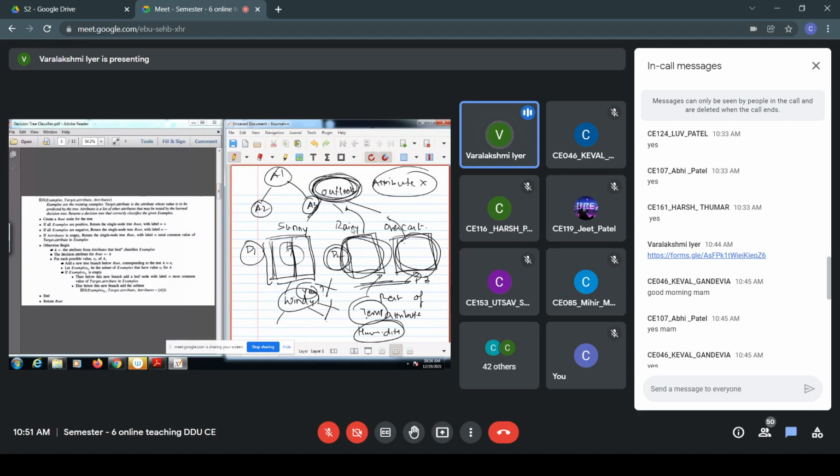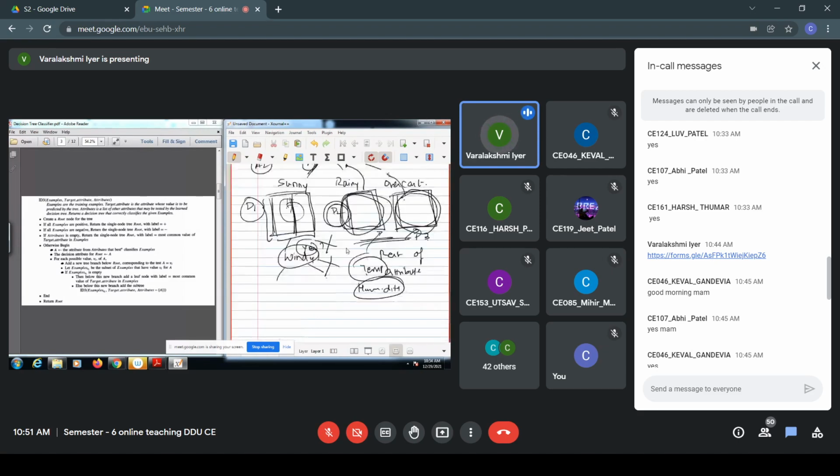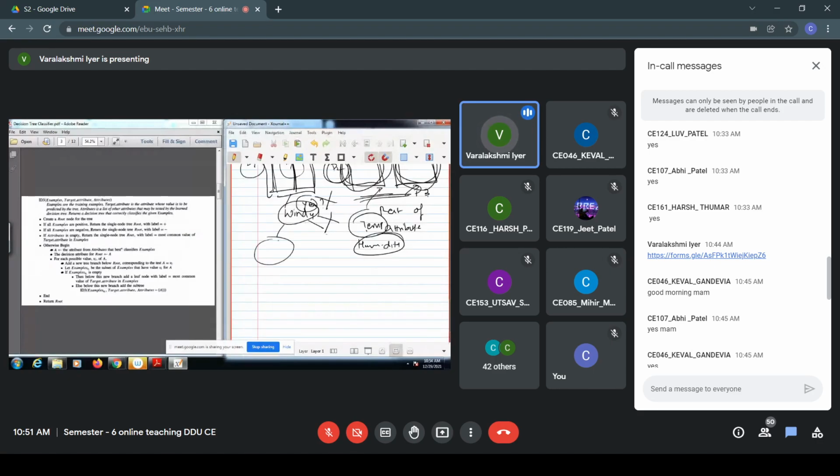Okay, so we were at this point. Suppose after reaching this point, after performing the windy classification, we are still having a data set which is of mixed type. We have not reached any purer form of data. Purer form of data means what?